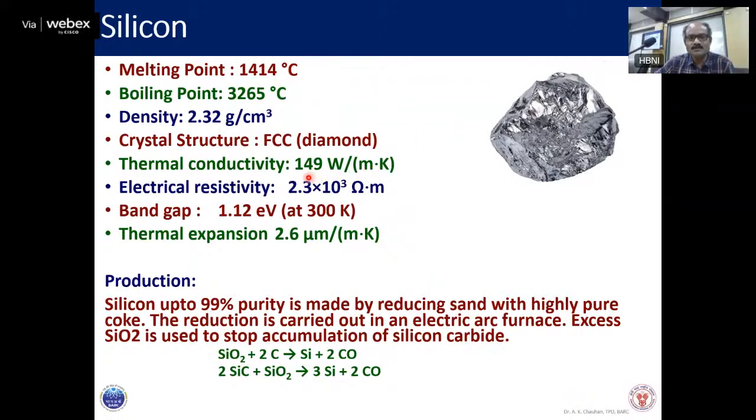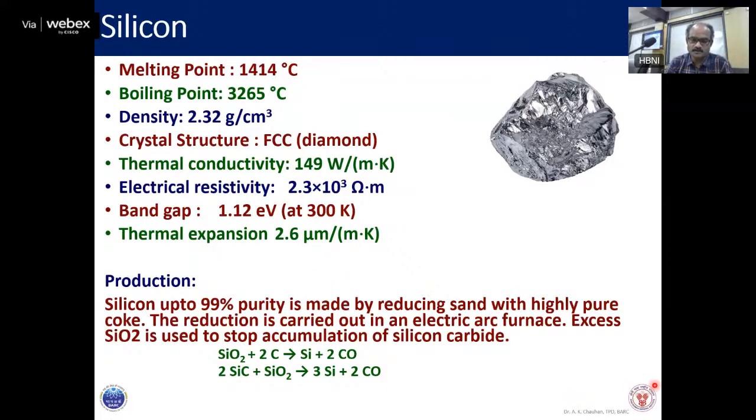Thermal conductivity is 149 watt per meter K, and the electrical resistivity, you see it is having reasonable resistivity, is 2.3 times 10 to the power 3 ohm meter, and the band gap is 1.12 electron volt at 300 Kelvin, and thermal expansion is 2.6 micrometer per meter kelvin.